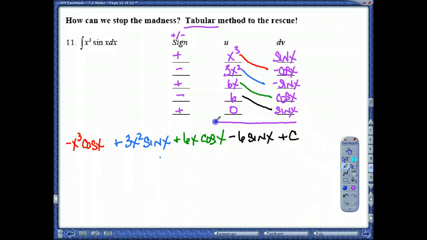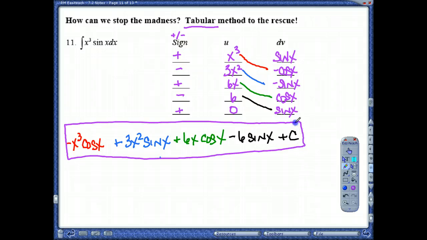So the tabular method is used when you have to do integration by parts more than one time. And that's when you have an x to the second power or higher, and then you also have it multiplied by a sine, cosine, or you have an e to the x. Those things don't get smaller, they just keep going.